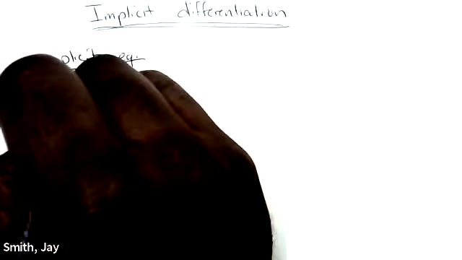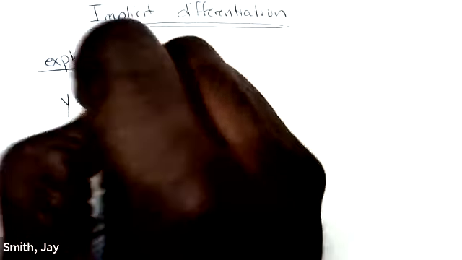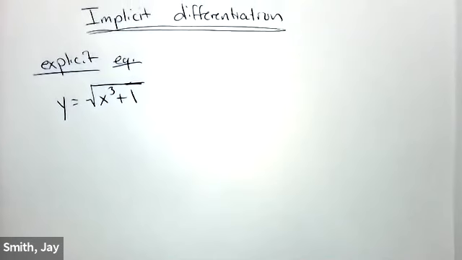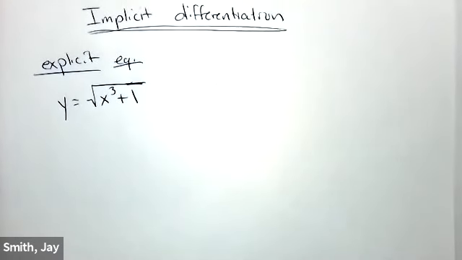An example of an explicit equation: y is equal to the square root of x cubed plus 1. We know this is an explicit equation because they explicitly tell us what y is in terms of x and x alone, outside of the operations of the numbers themselves. So we have y equals some expression written in terms where x is the only variable that we're focusing on.